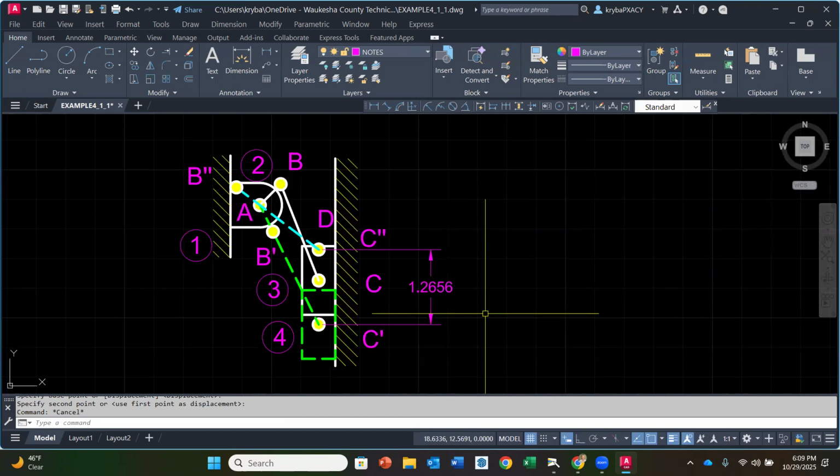Does that make sense? I know this isn't a drawing that you're going to be sending out to the shop floor to be made, but yet you are handing it in for an assignment. So make sure that your labels and things are easily read and make sense. So the answer here is the stroke, or the total difference between those extreme positions, is 1.2656.